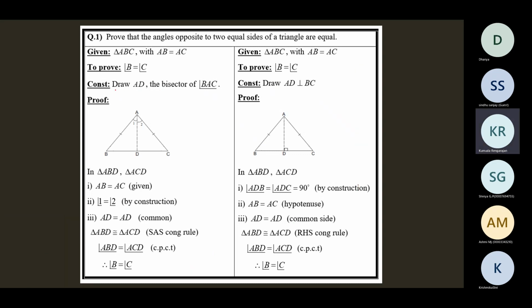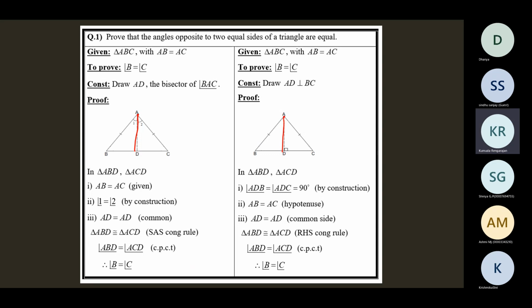Fine. So here the construction is draw AD. What is AD? It's the bisector of angle BAC. Draw AD, the bisector of angle BAC. In the other one, draw AD perpendicular to the side BC. So the line segment AD is going to start from the vertex A and land on the side BC.